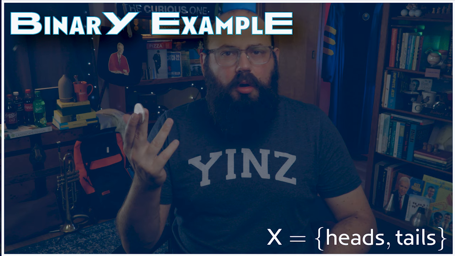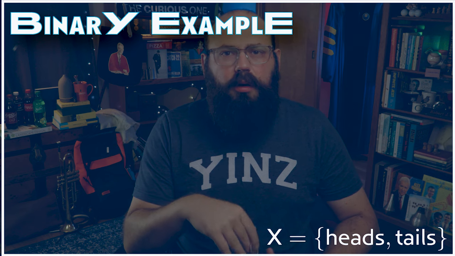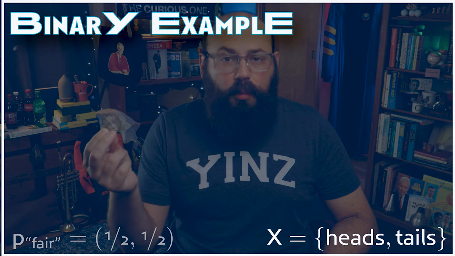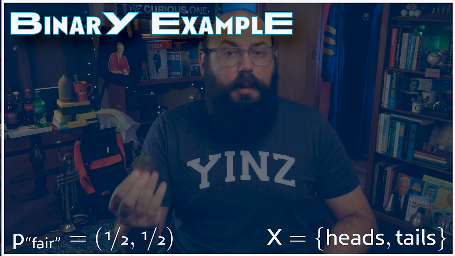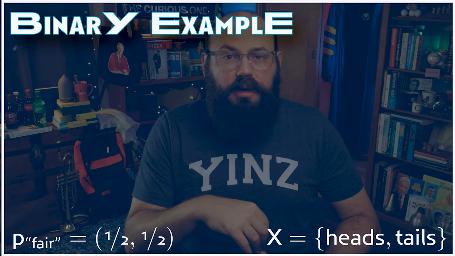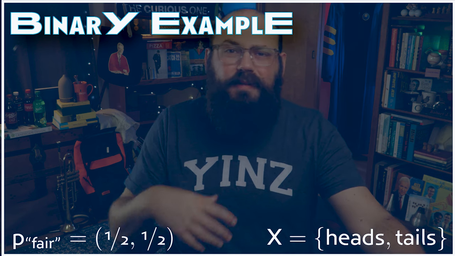So in this case, we know that the coin could come up heads or tails. And therefore, the probabilities we would assign, given that it's a fair coin, are 0.5 and 0.5. It has a 0.5 probability of coming up heads and a 0.5 probability of coming up tails. Or if you multiply by 100, 50%, 50%.